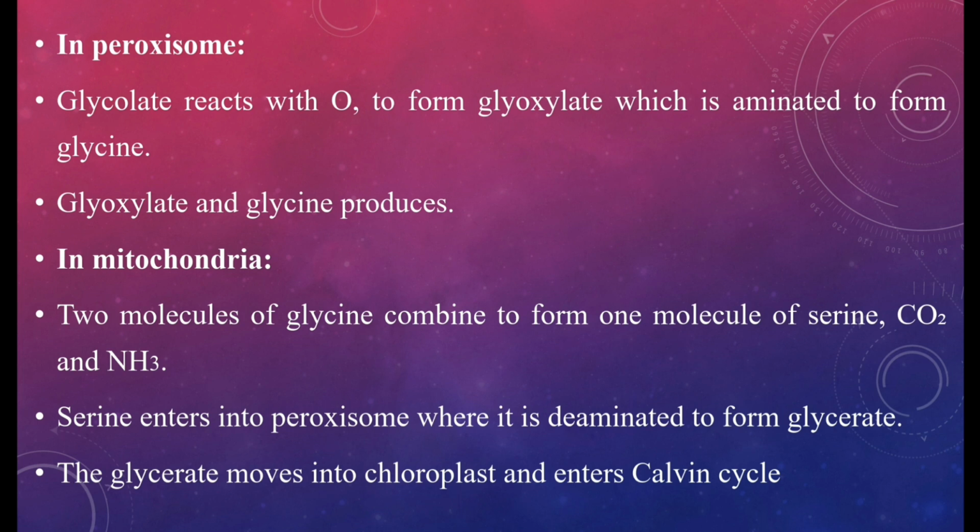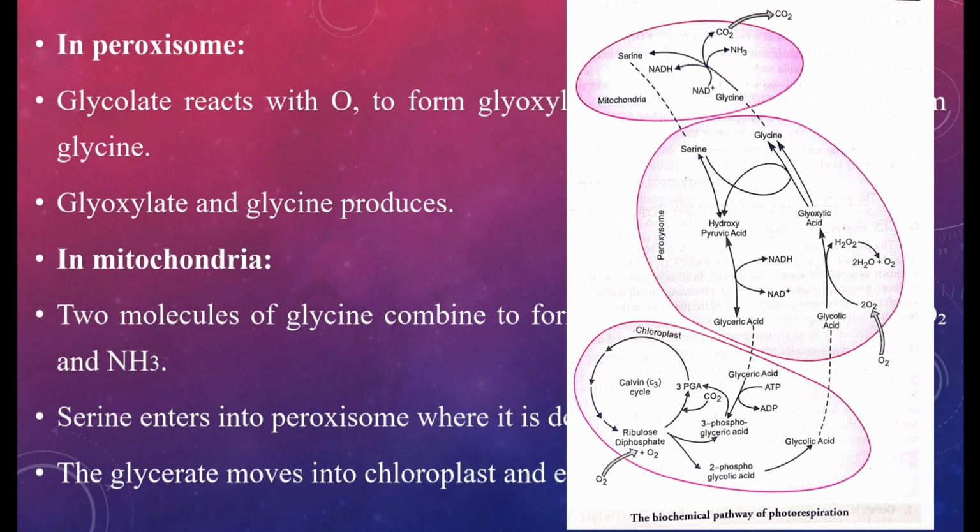Then in mitochondria, two molecules of glycine combine to form one molecule of serine with release of carbon dioxide and NH3. Then serine again enters the peroxisome where it is deaminated to form glycerate, and finally glycerate moves into the chloroplast and enters the Calvin cycle. So it is a cyclic process and requires three organelles to complete: one is chloroplast, second peroxisome, and third mitochondria.